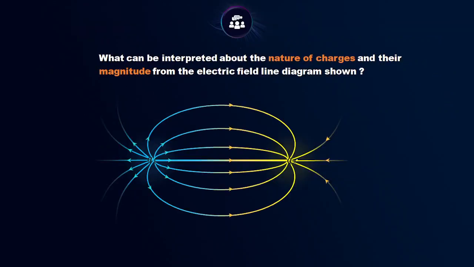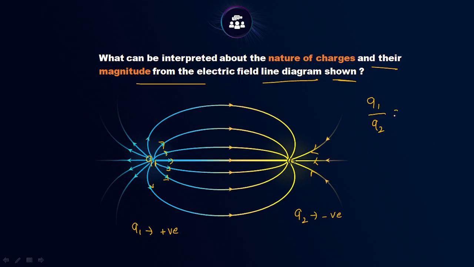Next. What can be interpreted about the nature of charge and their magnitude from the electric field lines diagram shown below? From this diagram, if I want to predict what the charge is, now for Q1, all these electric field lines are moving away or originating. So can I say Q1 is a positive charge? Yes or no? Now for Q2, all these lines are terminating, so can I say Q2 will be negative, right?